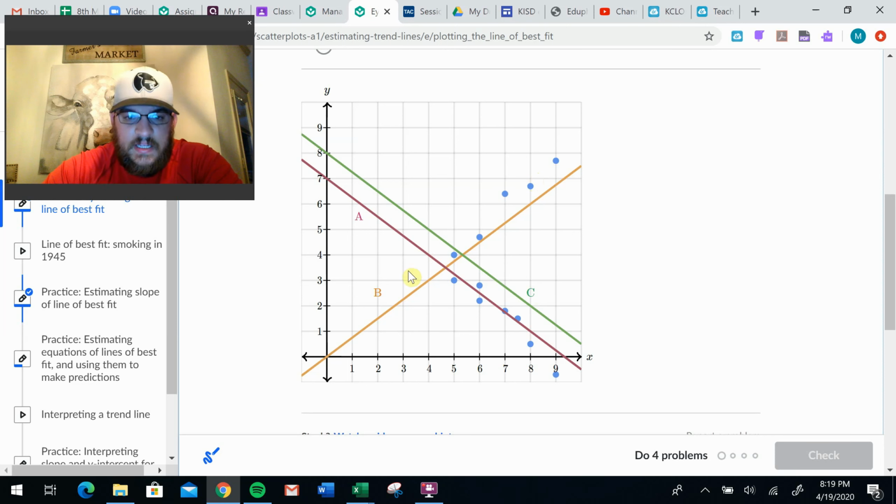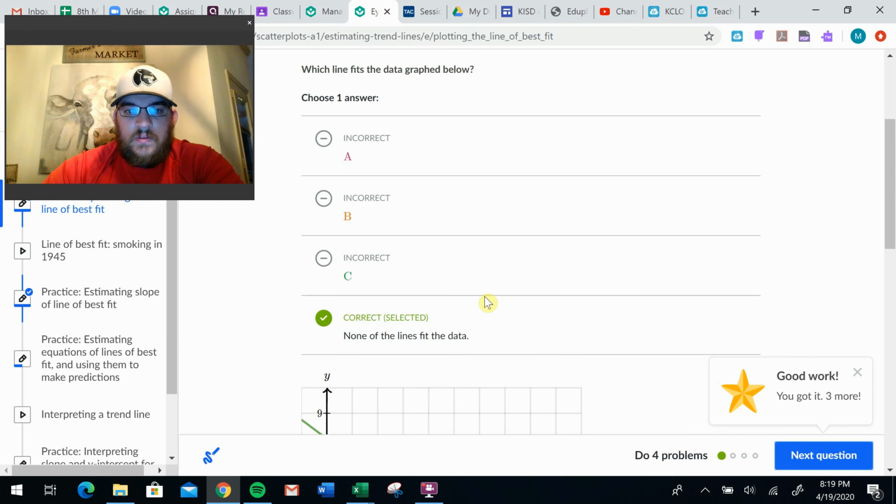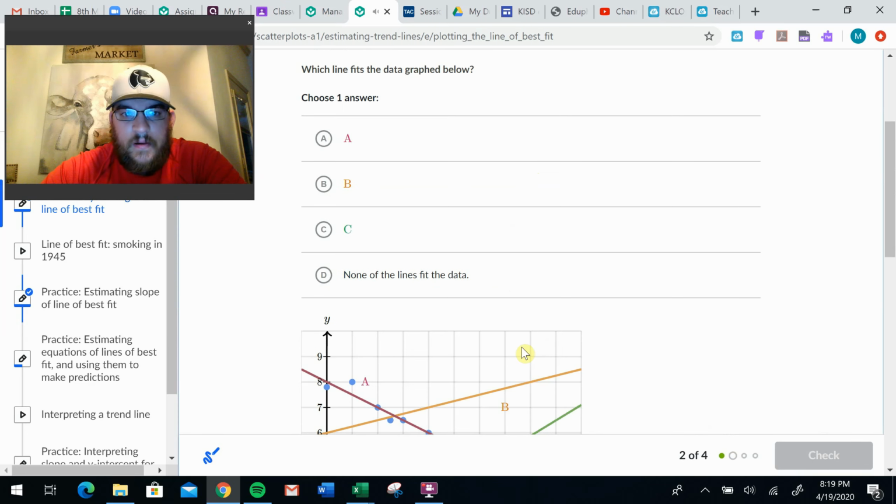The thing about it is we can't say B is definitively an answer or A is definitively an answer because they both follow the scatterplot trend. Well, if we can't definitively pick A or B, then none of the lines would fit the data. Okay, we just want one line that fits the data correctly.